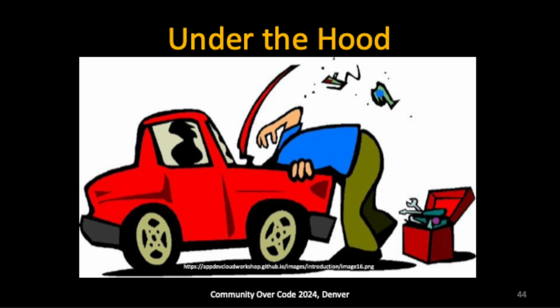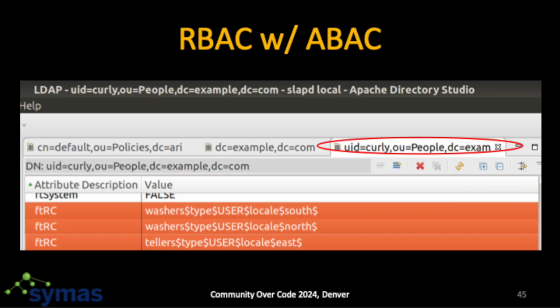So what's that look like under the hood? Fortress uses what's called an LDAP directory as the policy store. LDAP stands for Lightweight Directory Access Protocol. It's a specialized kind of database. Everybody know what LDAP is? Active Directory is a type of LDAP server.